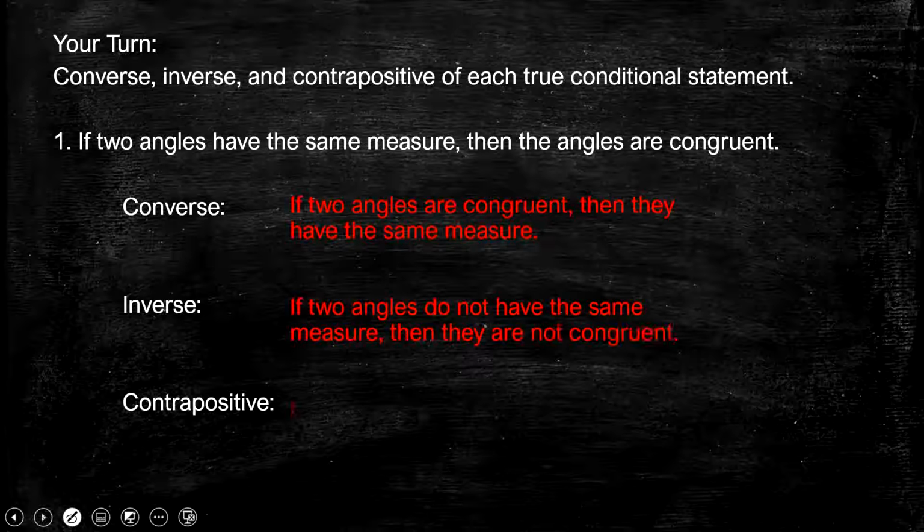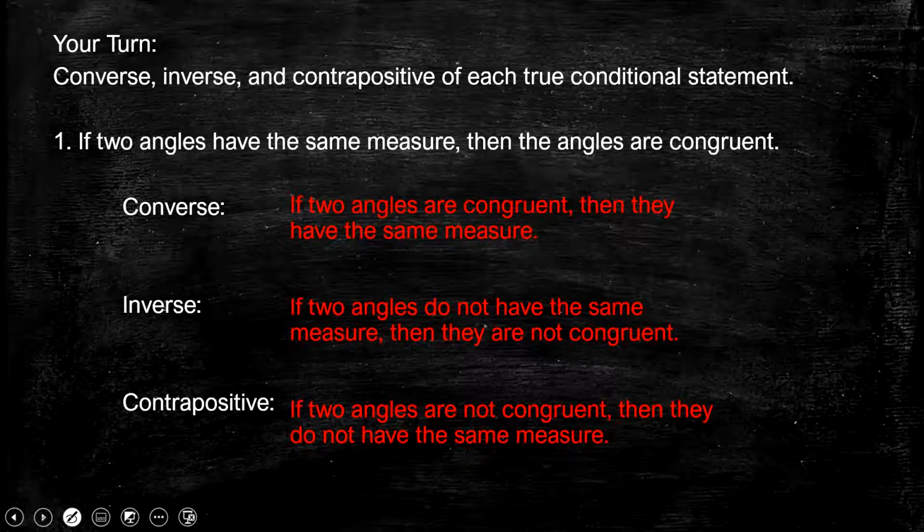And here's what you should have had. If two angles are congruent, then they have the same measure, which we know is true. If two angles have the same measure, then they're congruent. It's true. The inverse: if two angles do not have the same measure, then they are not congruent. Again, that's true. And the contrapositive: if two angles are not congruent, then they do not have the same measure. Again, all true. So all those statements were true.